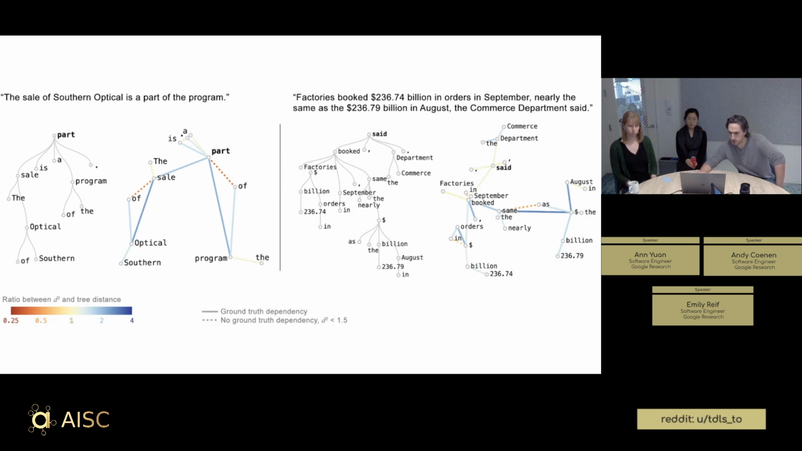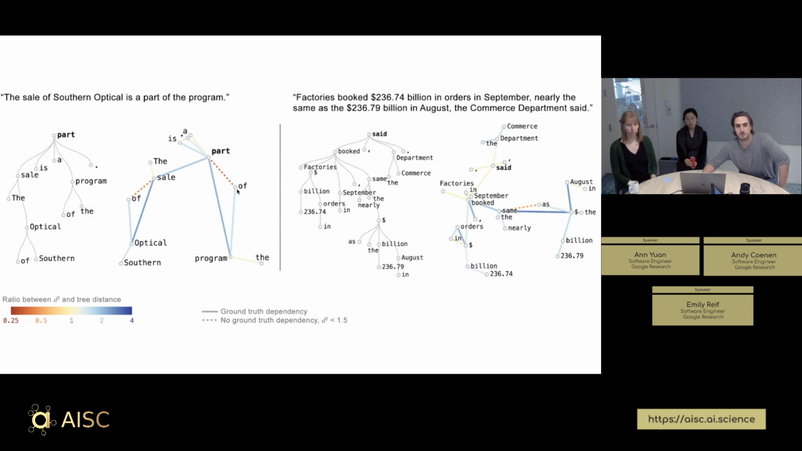One thing that we observed fairly consistently was that certain words are much closer to each other than you would expect based on their tree distance. In this example, "sale of" and "part of", the two tokens connected by the dashed red line, are a lot closer to each other than you would expect just based on their tree distance. They are pretty far away in the actual dependency parse tree, but very close in this syntactic subspace.